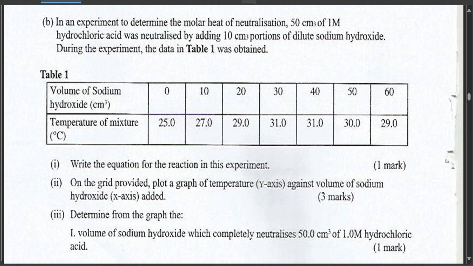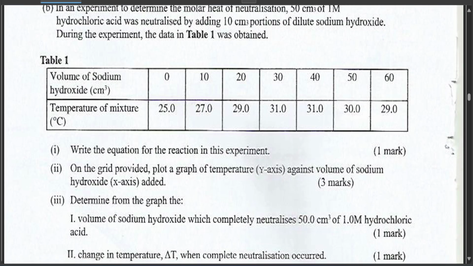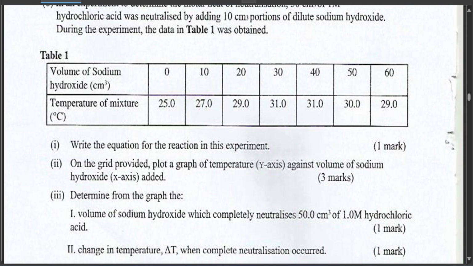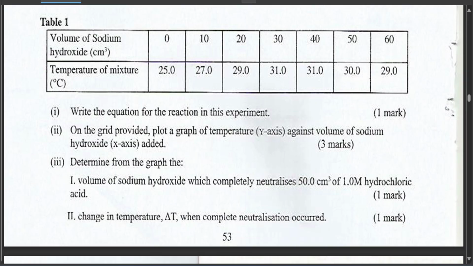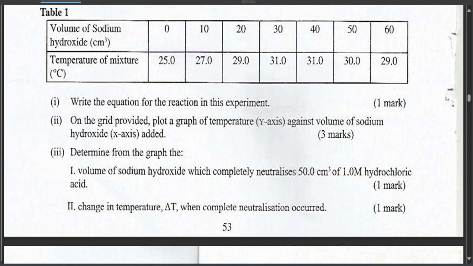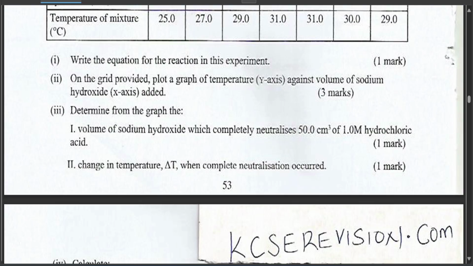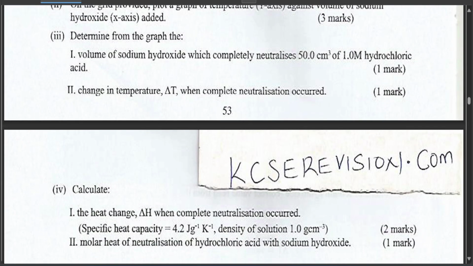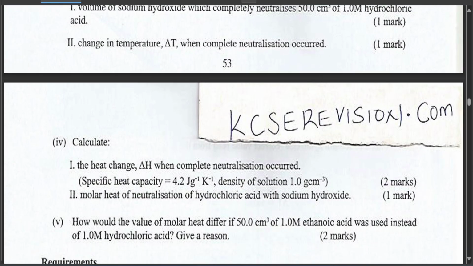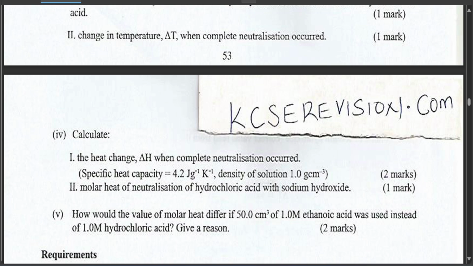So then Roman 3 asks you to determine from the graph the volume of sodium hydroxide which completely neutralizes 50 cubic centimeter of 1.0 molar hydrochloric acid. Then the other question was asking you about the change in temperature, which is change in T, when complete neutralization occurred.